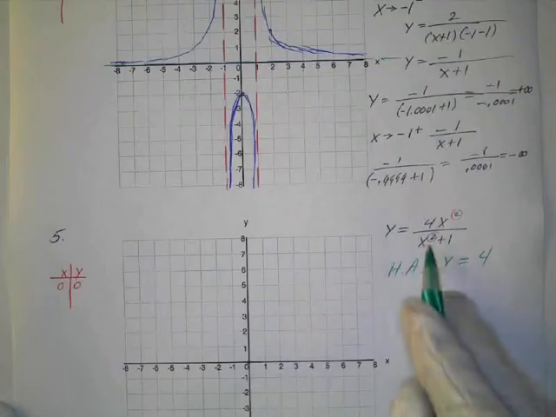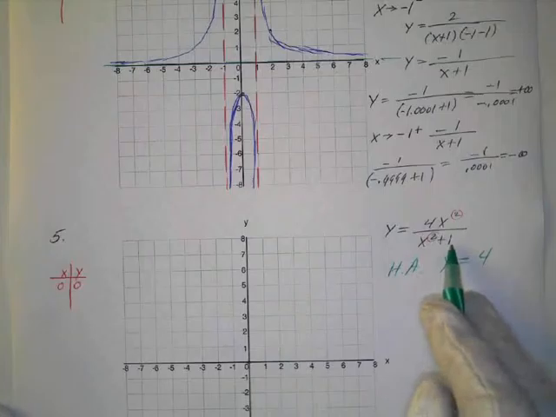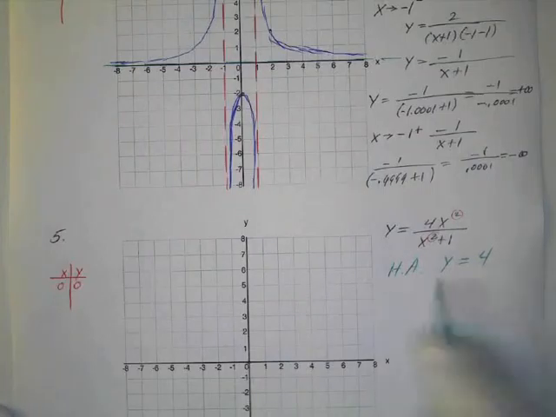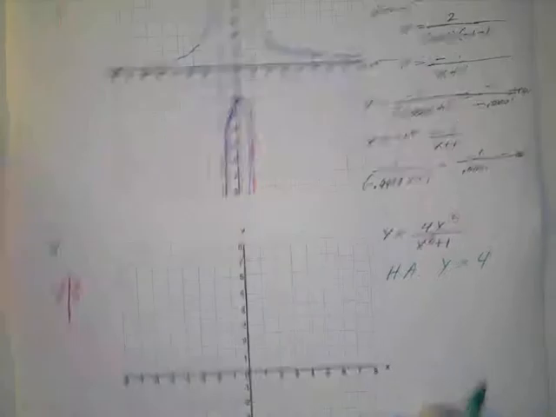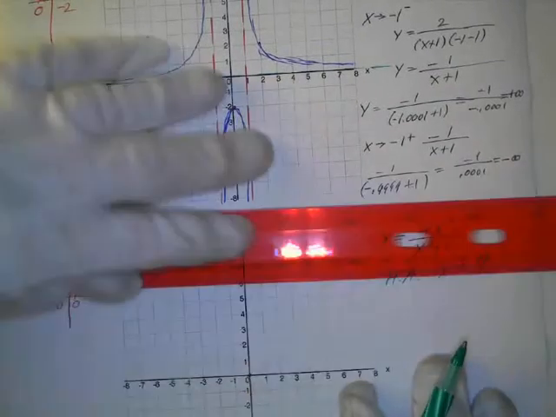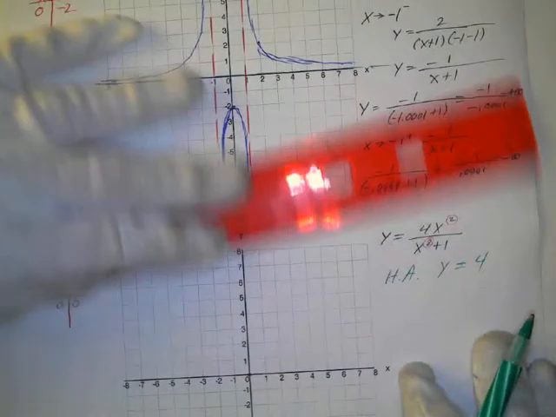Now I don't have any values that are going to make the denominator zero because x squared is always greater than or equal to 0, and I'm adding that to 1, so I'm always going to get a positive number. So I don't have any vertical asymptotes, so that's not very helpful. We do have a horizontal asymptote, y equals 4.